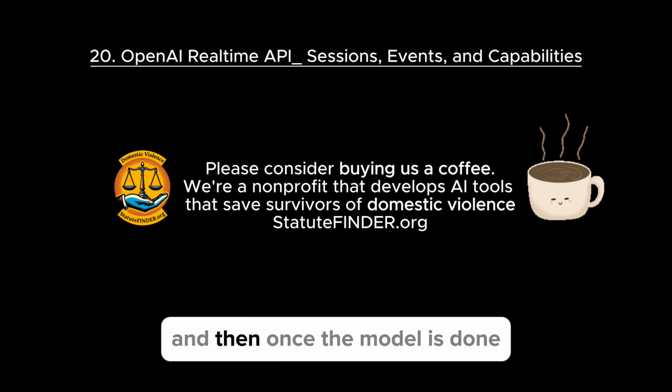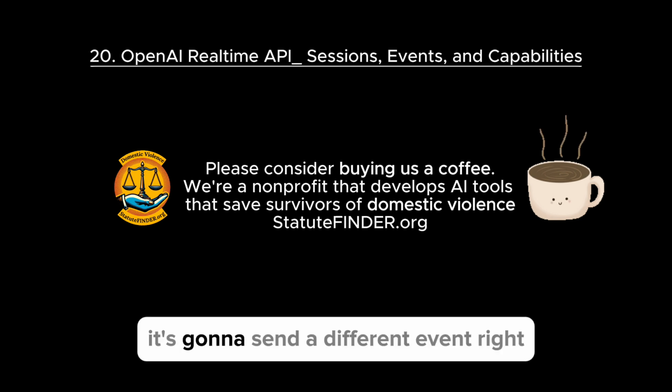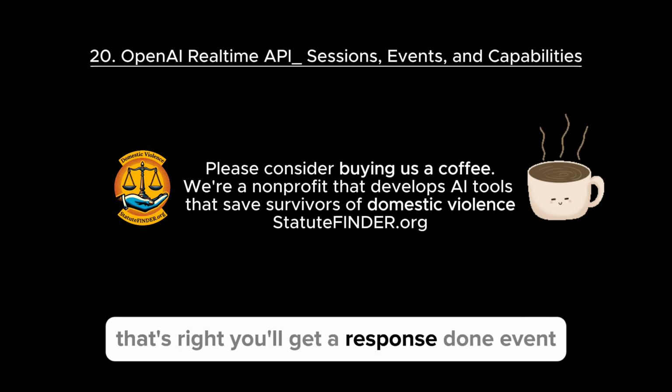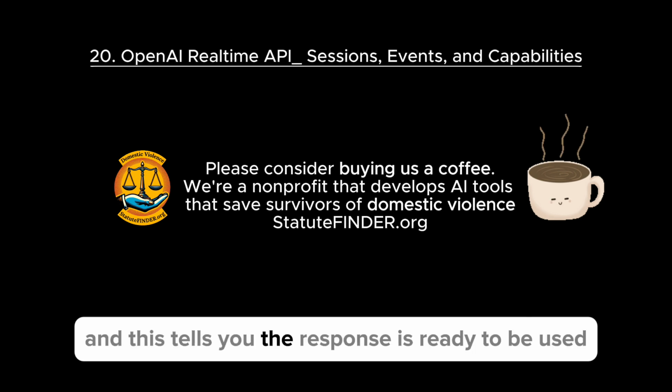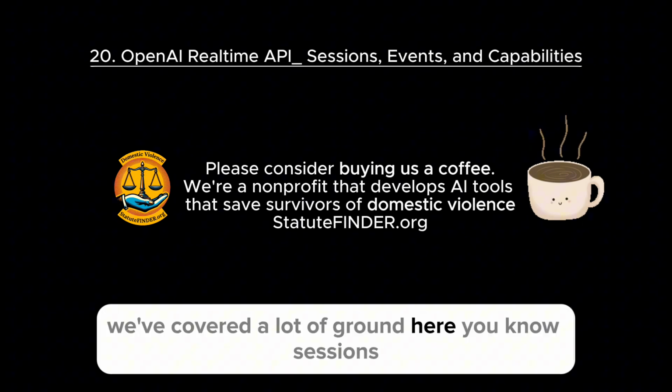And then once the model is done and it's finished its response, it's going to send a different event, right? That's right. You'll get a response.done event. And this tells you the response is ready to be used. Okay, great. And that makes sense. We've covered a lot of ground here.